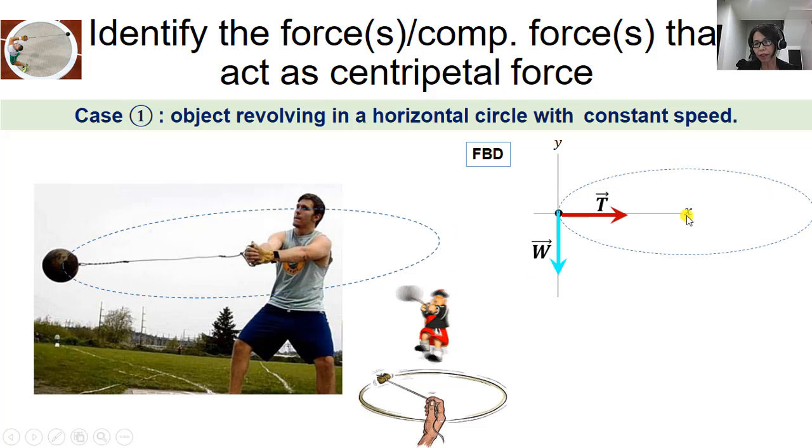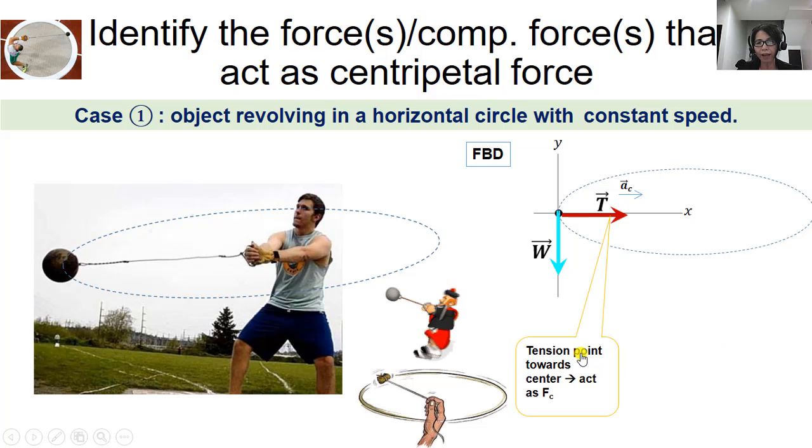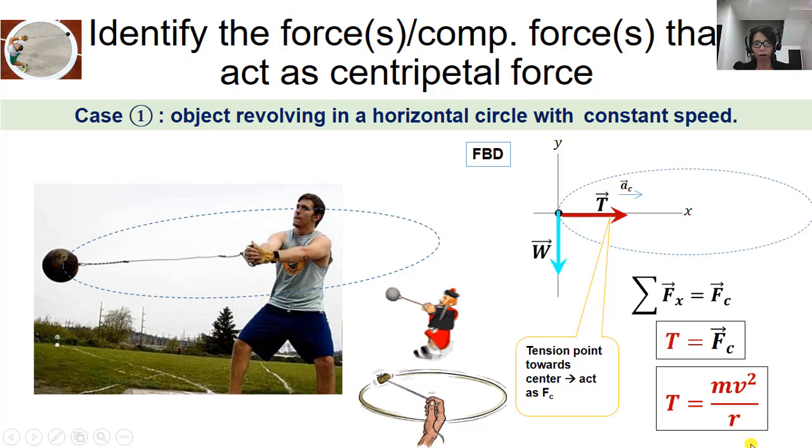Then this will be the center of the circle. It is a horizontal circle. To perform circular motion, the object must always accelerate towards the center of the circle. We can see very obviously that the tension is the only force that points towards the center of the circle. So the tension will act as our centripetal force. We write the summation of forces equal to Fc. The summation of forces along the horizontal component pointing towards the center of the circle is the tension, so the tension will be our centripetal force. This centripetal force relates to the mass, the speed and the radius of the circle, whereby we have mv squared over r.